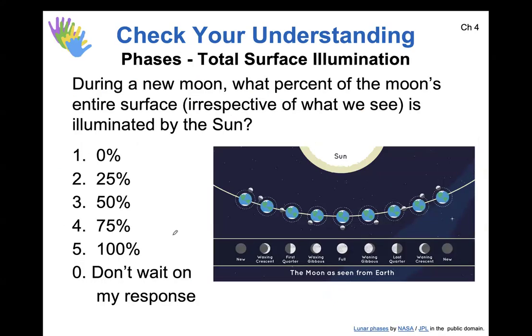All right, so another quick concept question before our break. During a new moon, what percent of the moon's entire surface is illuminated by the sun? And notice that they put in parentheses, irrespective of what we see, which is always true. Every phase that we see is irrespective of what is illuminated, which is just a reminder because I mentioned that before, but also a hint.